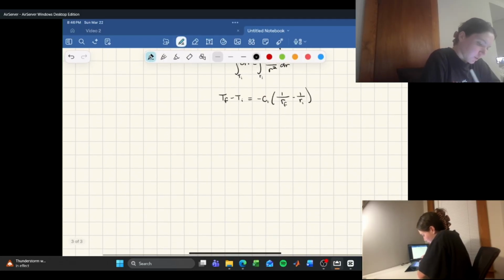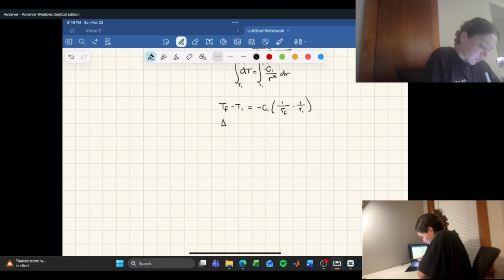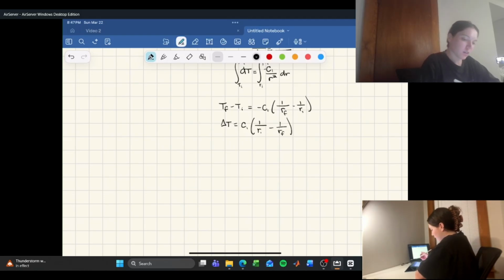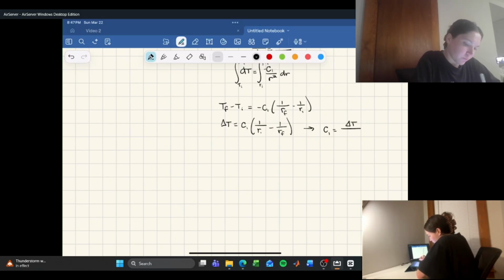So I'll rewrite it as delta T. The change in temperature is equal to some constant times 1 over the initial radius minus 1 over the final radius. And then we can solve for C1. C1 is going to be delta T over 1 over the initial radius minus 1 over the final radius.